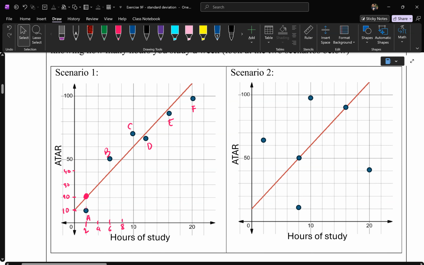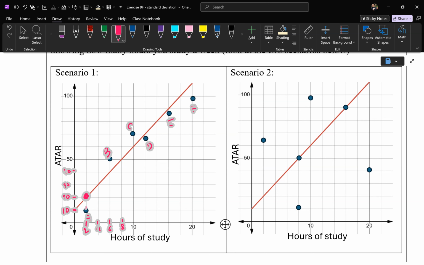teach. And I ask the same thing, student A, student B, student C, student D, student E, student F. Now this one I happen to get exactly correct. So the student who studied 8 hours got an ATAR of 50 and I was smack bang on. Which one out of these two, scenario 1 and scenario 2, was a better scenario in terms of my prediction? Would class 2 trust my prediction or would class 1 trust my prediction more? Which one?